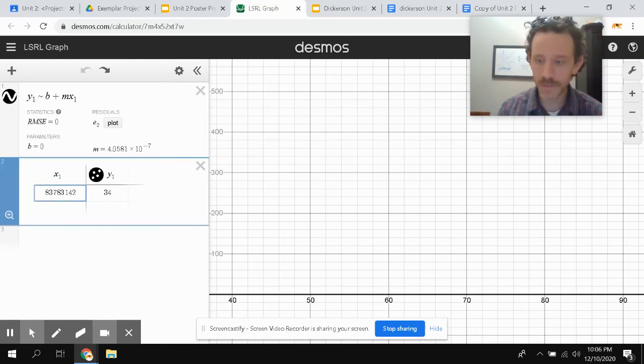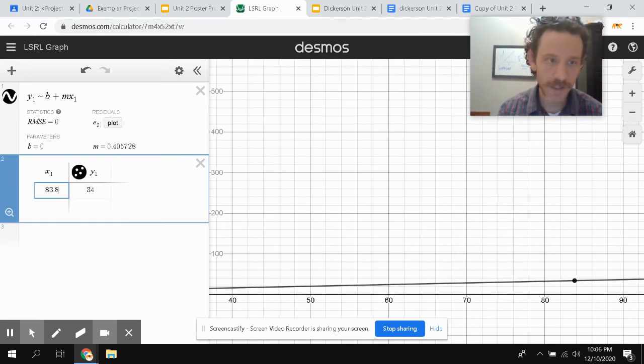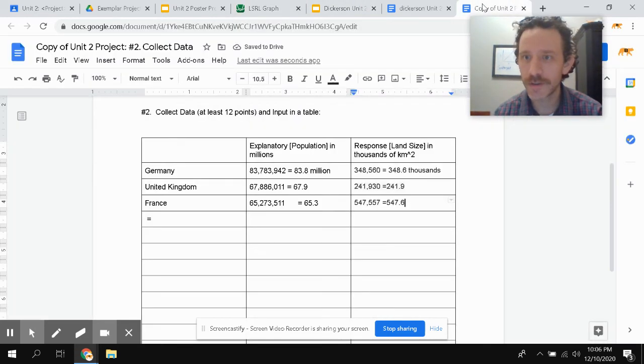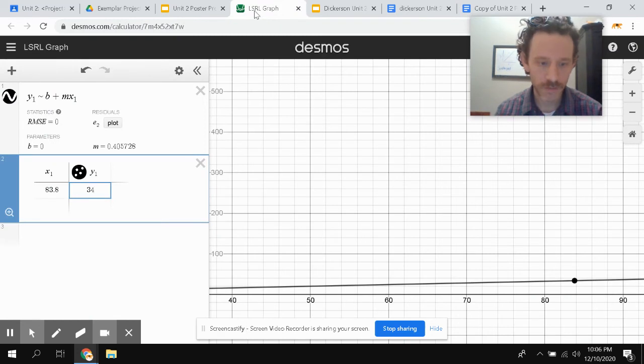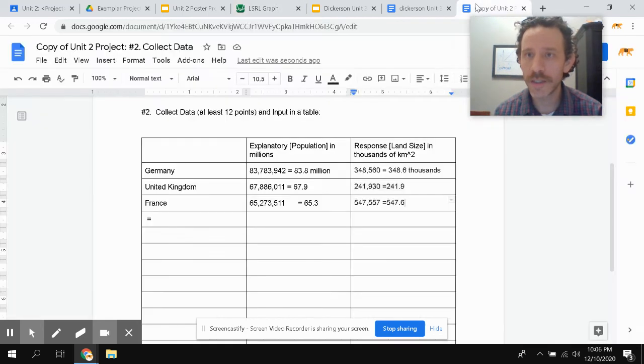So now when I go back to graph this, notice when I put my X, I'm just going to put 83.8. Right? And I can see it now. And now this one I'll put 30, what was it? I have to go back and forth, right? 348.6. There it is. And it's within a window that I can manage.